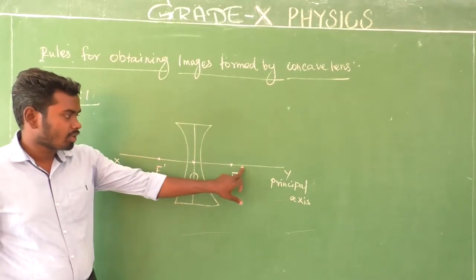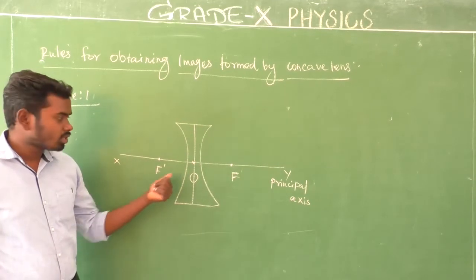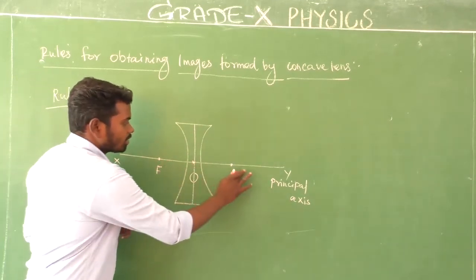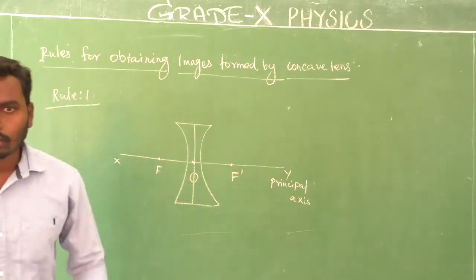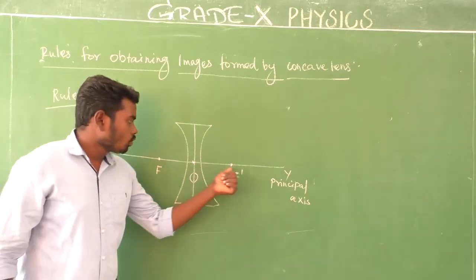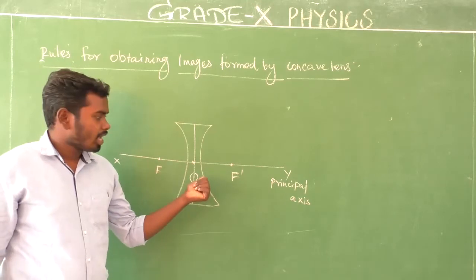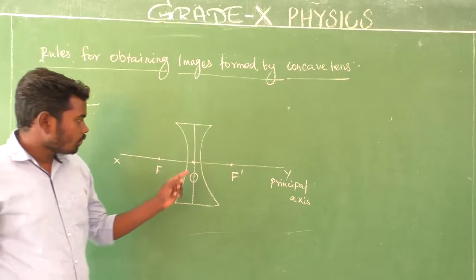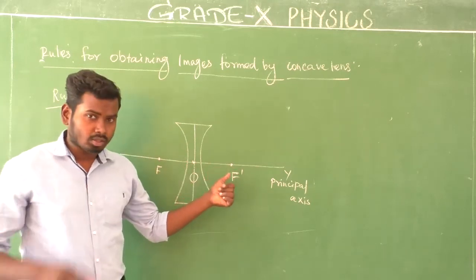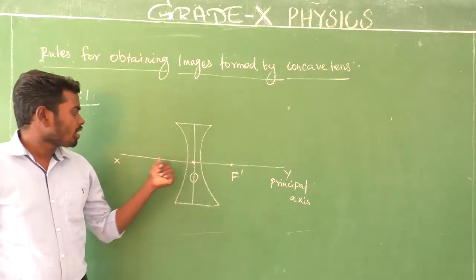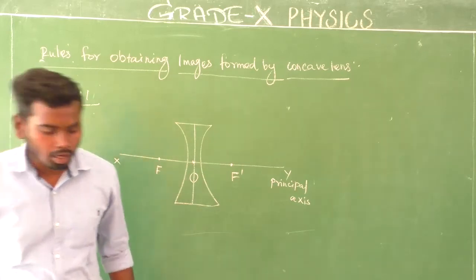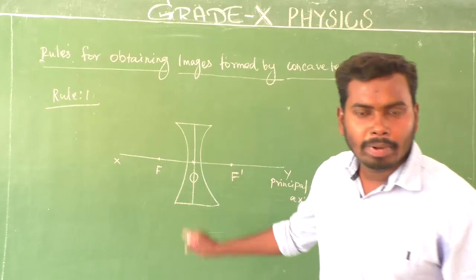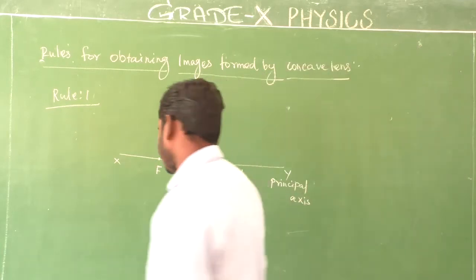So this is F and this is F dash. What about this O F dash? That is also, so this is F and this is F dash. That is also 2 cm. Is it clear? Here, the two foci are placed at equal distances from the optical center O. If OF dash value is 2 cm, then OF value will be 2 cm. The two foci are placed at equal distances from the optical center. Is it clear? Yes.